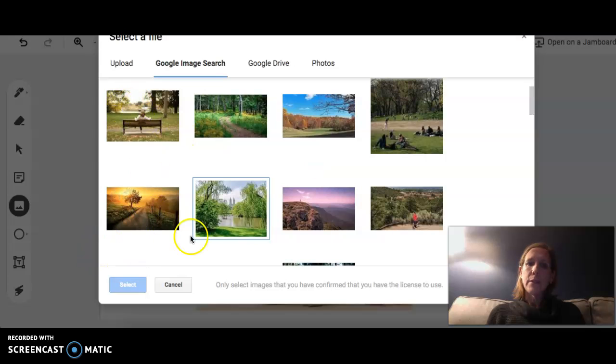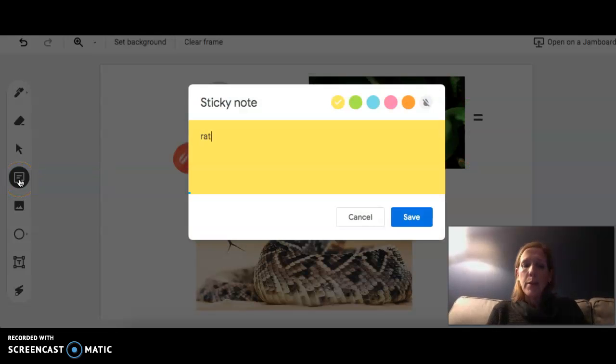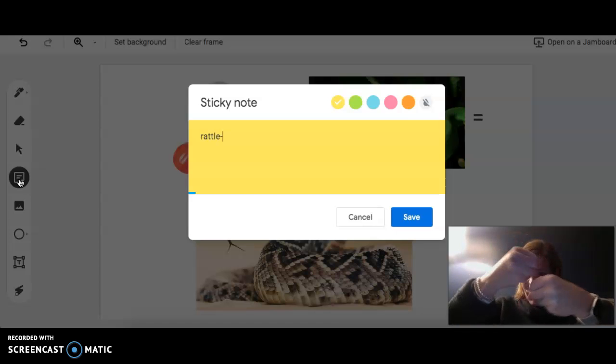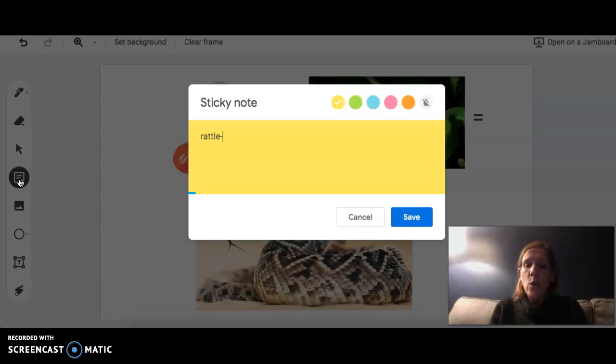Sorry, that's not what I wanted to do. Would this rattle be, what part of speech would that be? This rattle in the picture, since it's an actual physical plastic thing that you shake, it's a thing, so it would be a noun, right? So this rattle is a noun.